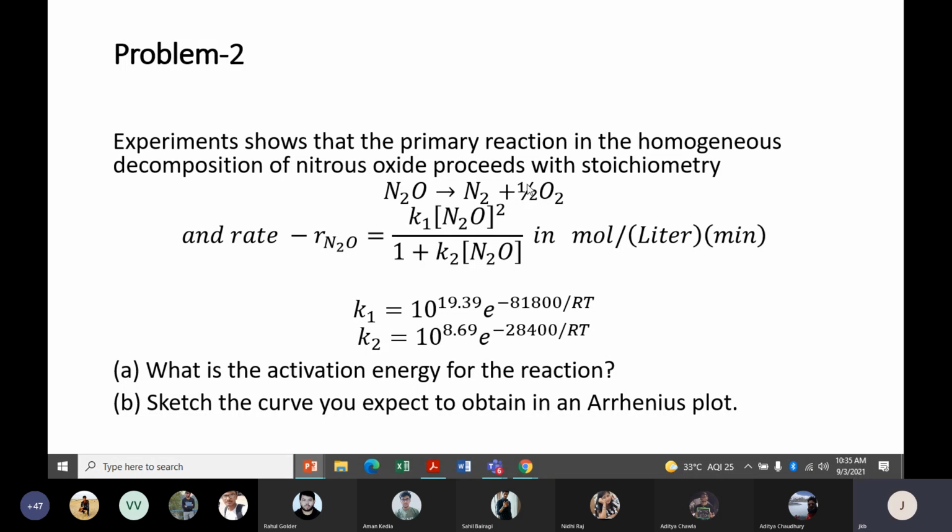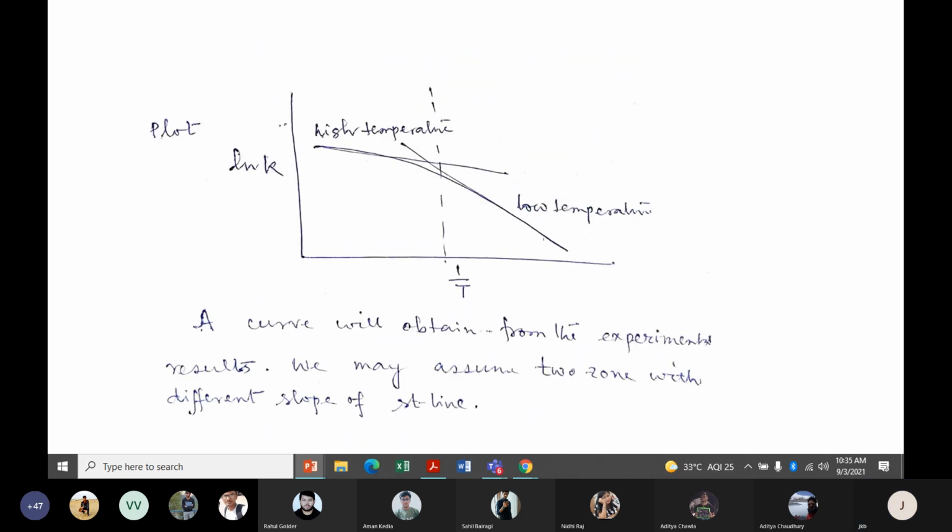So part B was: sketch the curve you expect to obtain in an Arrhenius plot. So what will be the answer? You will get a curve, not a straight line, if we plot the Arrhenius expression in terms of ln k versus 1 by T. So using two straight lines we can plot it in the different temperature regions.